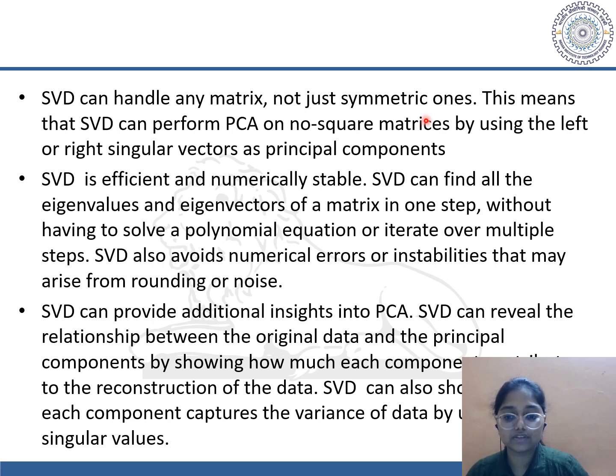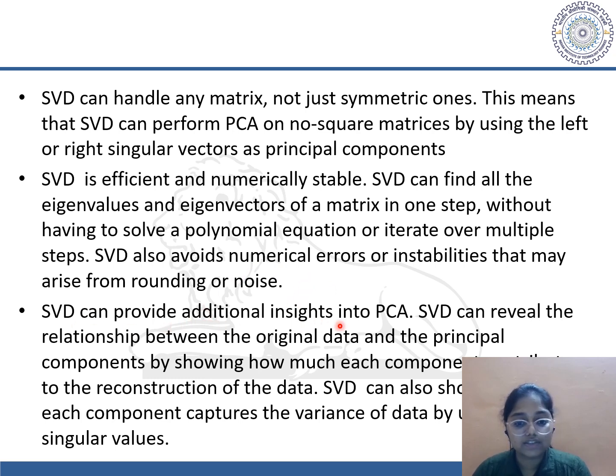As I said, spectral decomposition is just for symmetric matrices, whereas SVD can handle any matrix, not just symmetric ones. This means that SVD can perform PCA on non-square matrices by using the left or right singular vectors as principal components. SVD is efficient and numerically stable. SVD can find all eigenvalues and eigenvectors of a matrix in one step without having to solve a polynomial equation or iterate over multiple steps, which is the case in spectral decomposition. SVD also avoids numerical errors or instability that may arise from rounding or noise, whereas spectral decomposition is affected by noise.